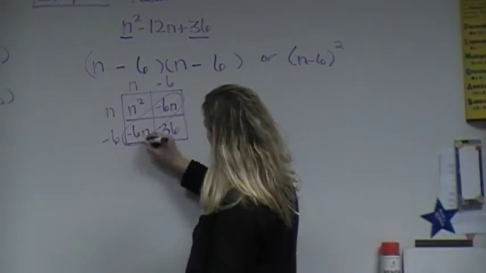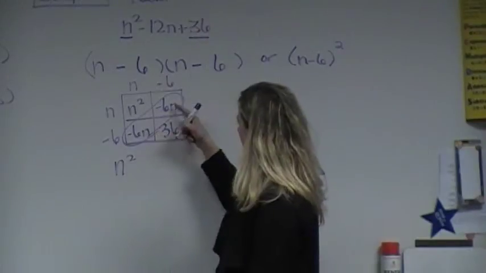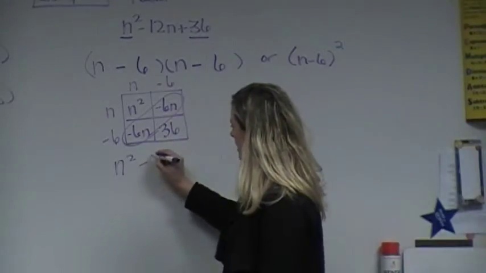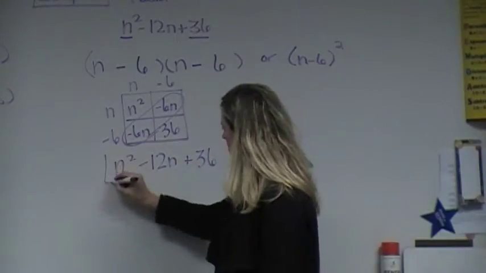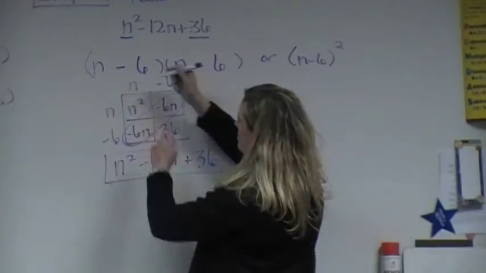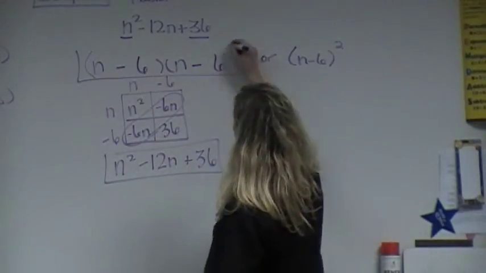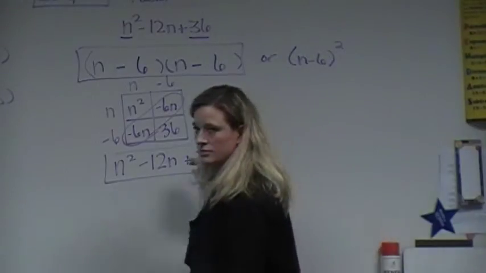What we're going to do now is add our like terms. We're going to bring down our first term, and add our two middle terms. In this case, it will be negative 12n plus 36. And if you notice, we have what we started with. So n minus 6 times n minus 6 is this factored, or it's factored as n minus 6 squared. Okay?